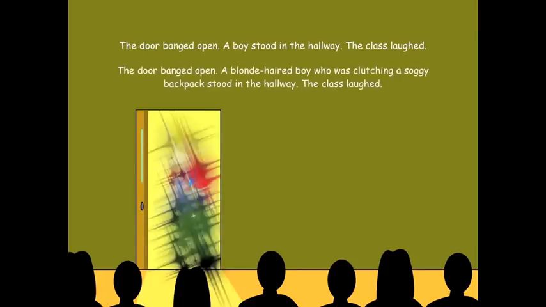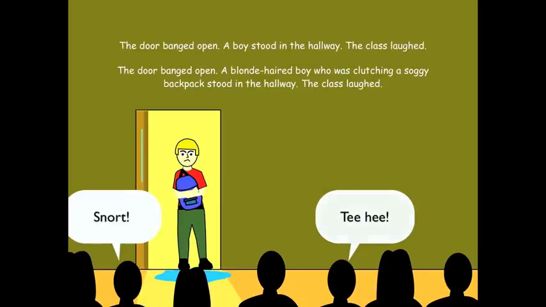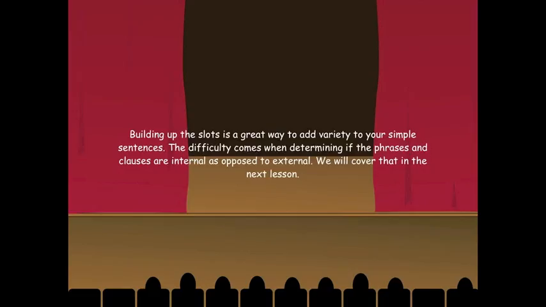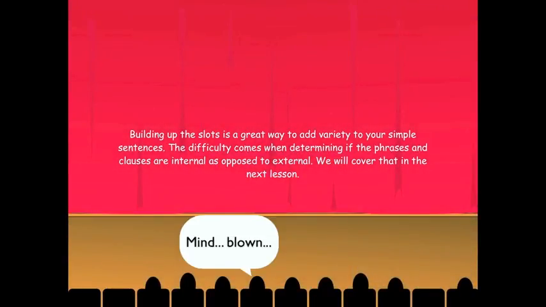But if you stretch one of them out, the door banged open. A blonde-haired boy who was clutching a soggy backpack stood in the hallway. The class laughed. Now you don't get that choppy feel anymore. You get this variety in your writing, and that will help you with your style. Building up the slots is just one way to add variety to your simple sentences. The difficulty comes when determining if the phrases and clauses are internal or if they're external, and that's what we're going to talk about in the next lesson.